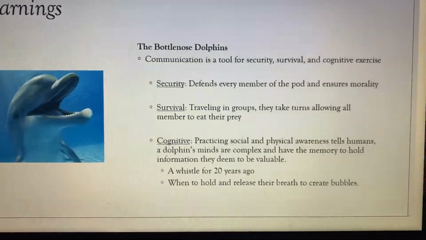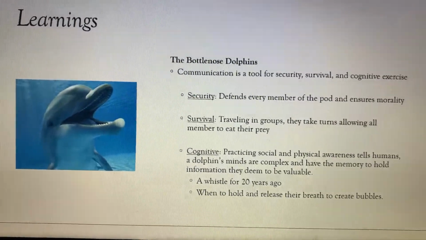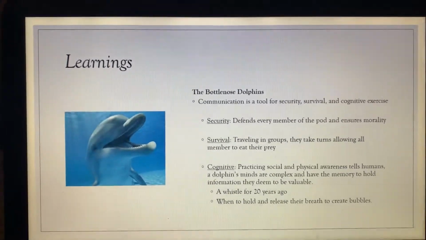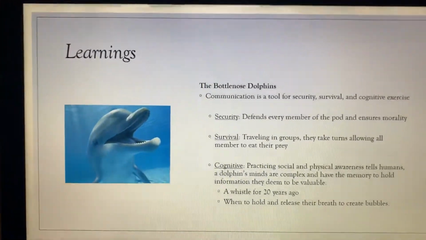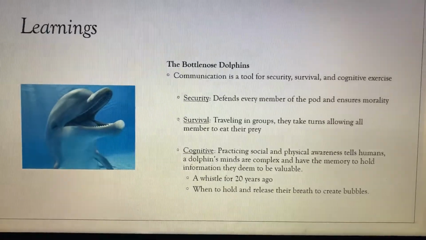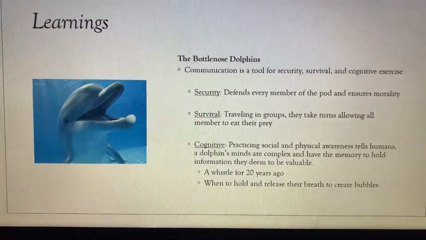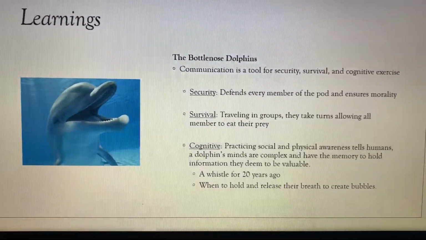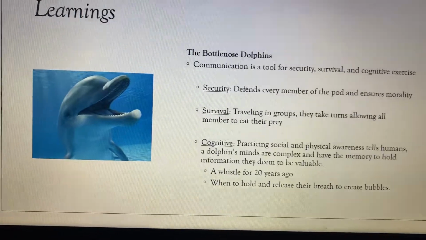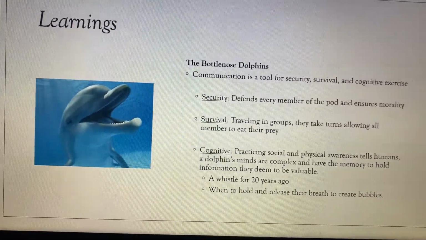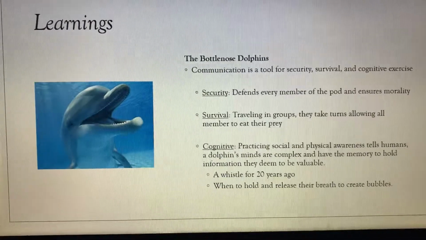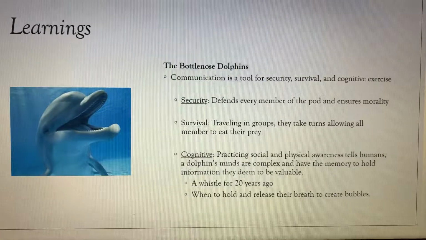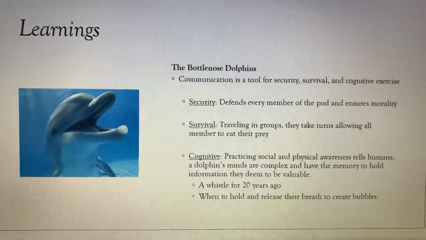Survival: traveling in groups, they take turns allowing each member of the pod to eat the prey that they found. So if dolphins are swimming and they see a school of fish, they like to surround that school, and the dolphins that are swimming in the middle will go and eat first. Once those dolphins have finished eating, they'll come out and go on the outside, and it'll be their turn to guard. And the dolphins that were once on the outside will go in and eat. So they do work as a team to help them survive.